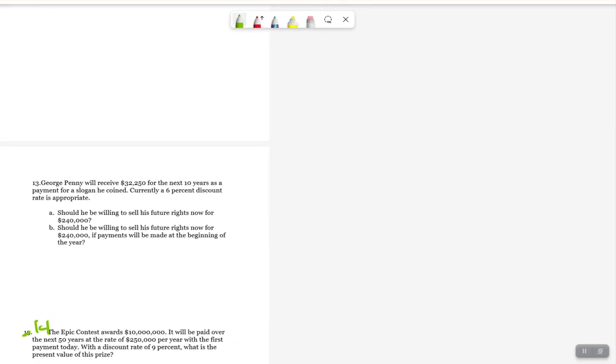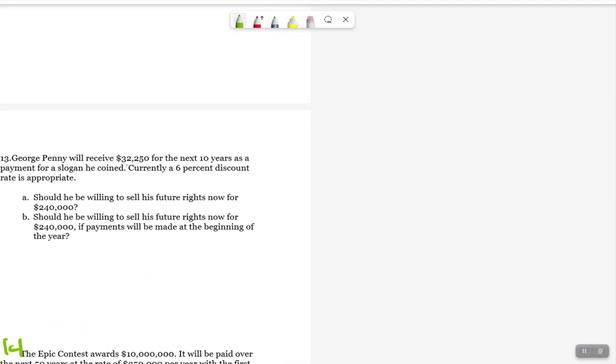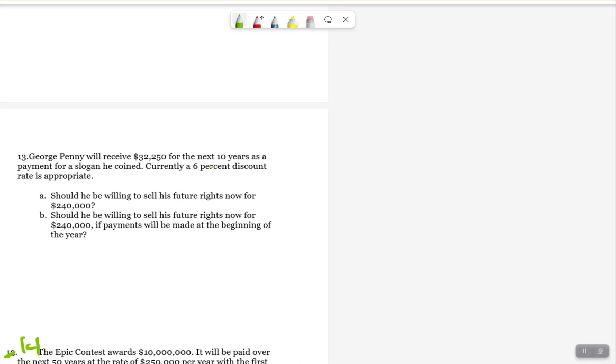George Penny will receive 32,250 for the next 10 years as a payment for a slogan he coined, currently at a 6% discount rate. When they say discount rate, that also means interest rate. So for the next 10 years, you're going to receive equal payments. So what you want to know is, is it worth it for you to sell your future rights for 240,000?